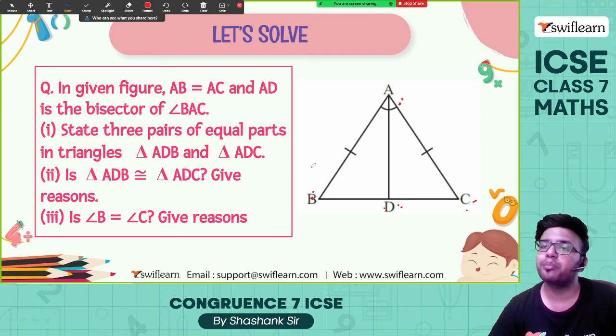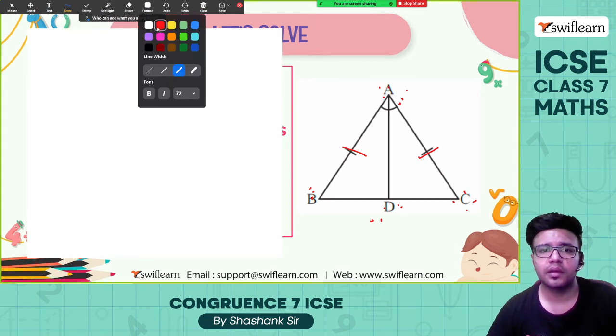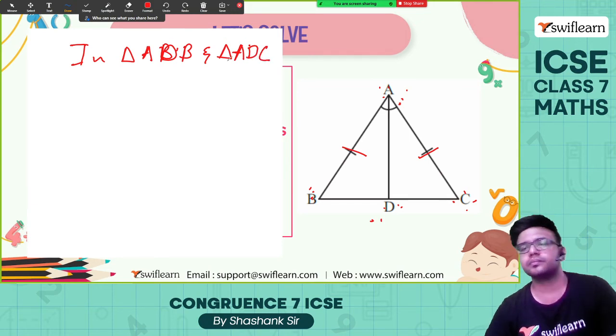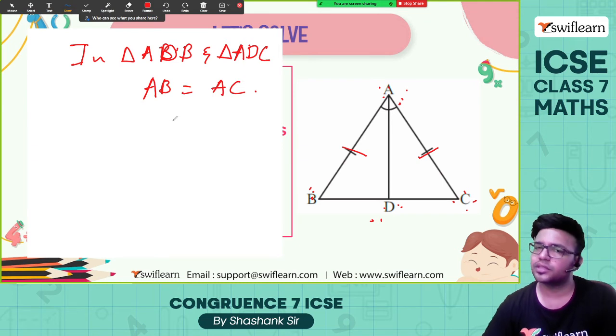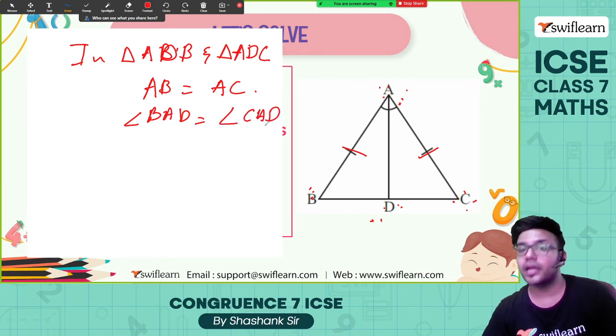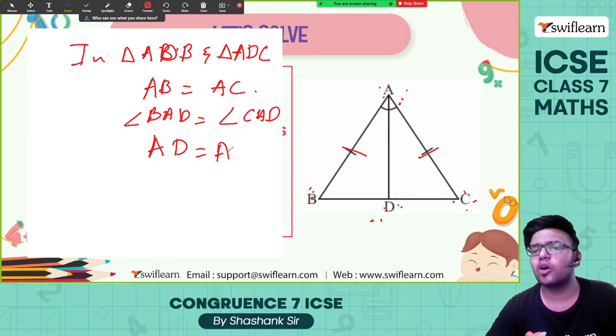Now in triangle BAD and triangle CAD, AB is equal to AC because they have mentioned this. And angle BAD is equal to angle CAD because AD is the angular bisector. Look here, guys. In triangle ADB and triangle ADC, AB is equal to AC, which is given. Angle BAD is equal to angle CAD, because AD is the angular bisector, it will bisect the angle into two equal parts. And AD is equal to AD, the common side.